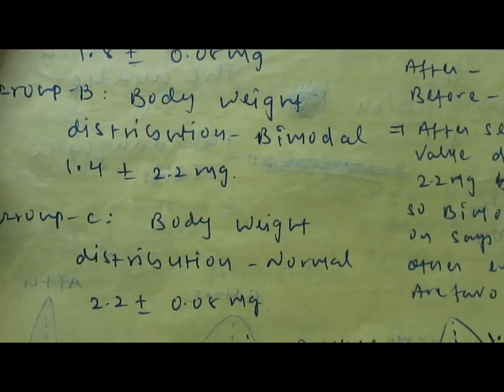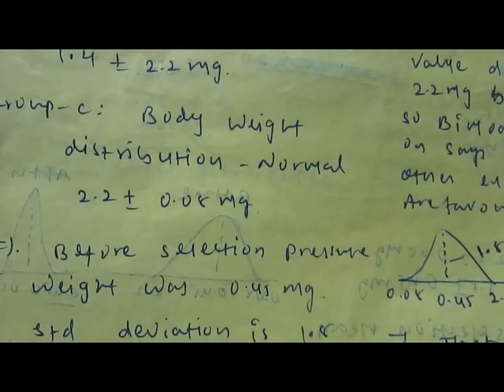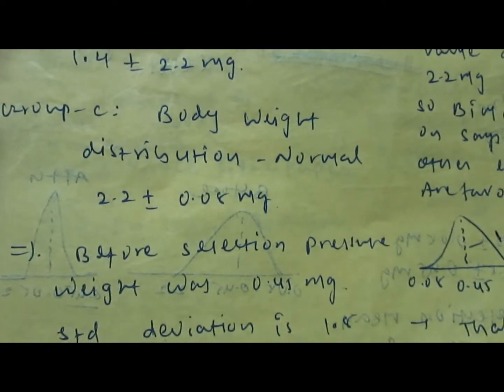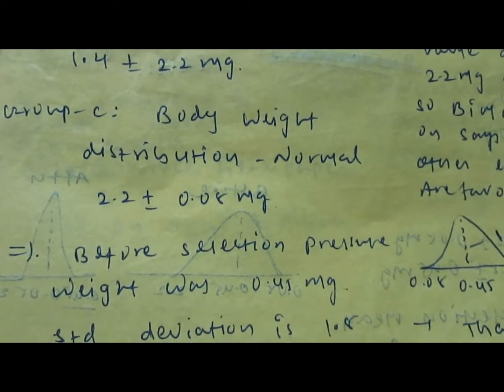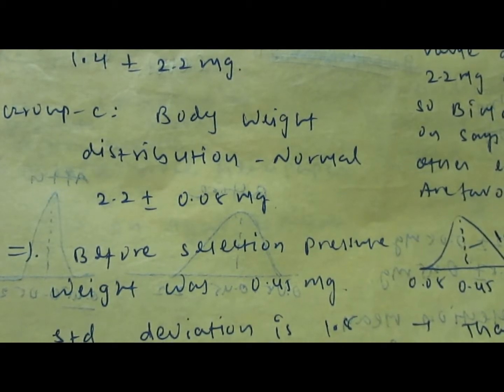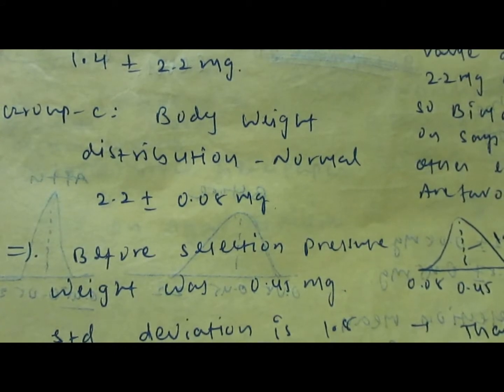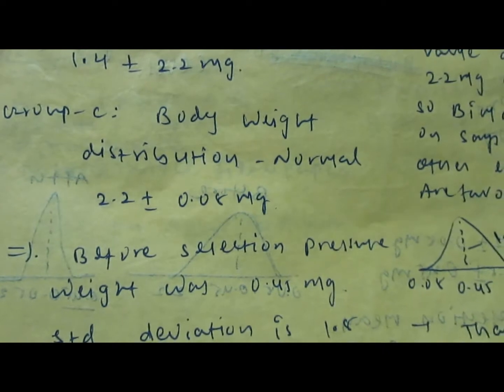Before starting the explanation of this problem, I suggest you have a clear-cut understanding of types of natural selection. Okay, if you have a clear-cut understanding about the theory of types of natural selection, then you will be able to understand the explanation of this problem.